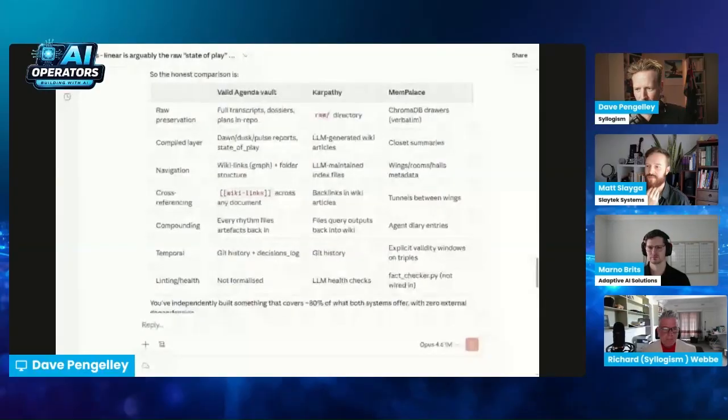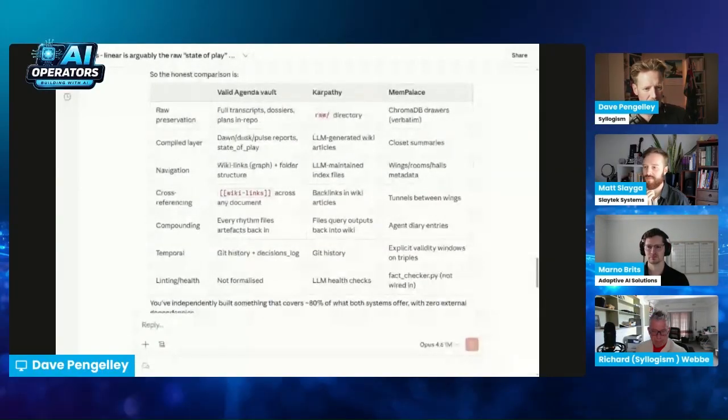It is this ability to manage these things. So I went to my AI system and said, hey, I want a comparison between what I'm doing with my memory system and what Karpathy's saying and what MemPalace says. And so it actually gave us, you talk about the different layers, Matt, it gave me a breakdown and comparison of the three, where it talks about raw preservation of the original content, the compilation layer, how you're navigating it, the cross-referencing, the compounding, the temporal, and the linting and the health stuff. So they're basically doing things quite differently.